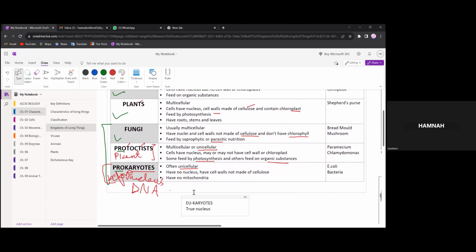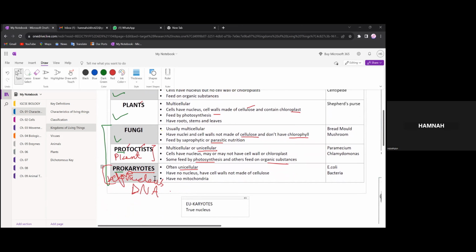Prokaryotes are the only ones that do not have a true nuclear structure. So these are the characteristics: they're unicellular, they have one cell, they have no nucleus, but they have cell walls, and they have no mitochondria. So they lack half the structures in the cell. Under prokaryotes, you have to write: no nucleus.